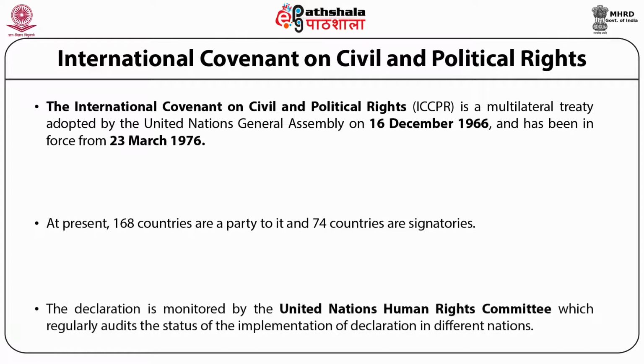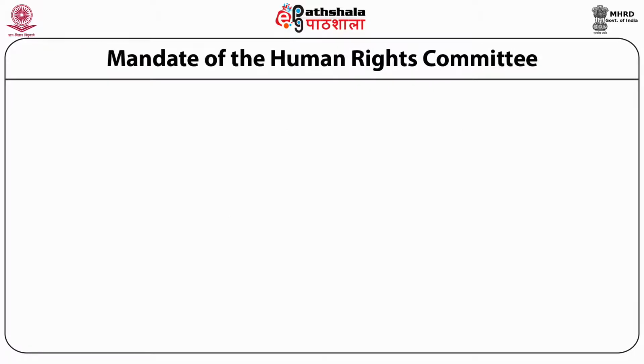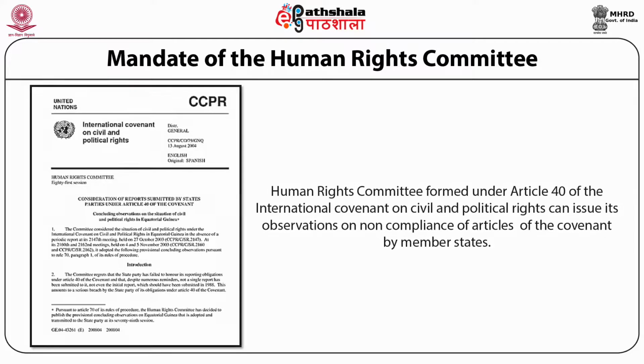The declaration is monitored by the United Nations Human Rights Committee, which regularly audits the status of the implementation of the declaration in different nations. Essentially, the Human Rights Committee acts as a monitoring body. What is the mandate of the Human Rights Committee? It's very simple. It was formed under Article 40 of the ICCPR, and it can issue its observations on non-compliance of articles of the ICCPR by member states, basically states that have signed the ICCPR.